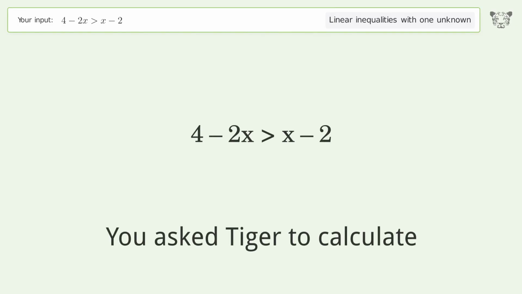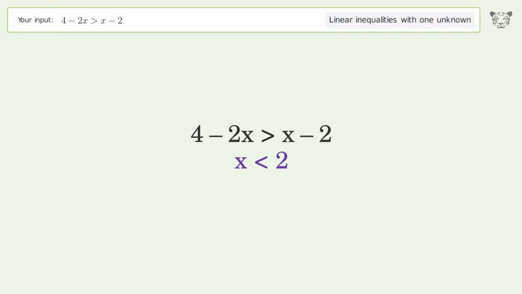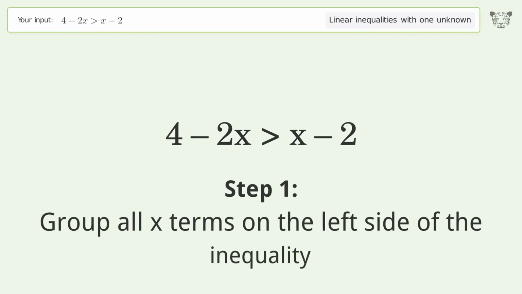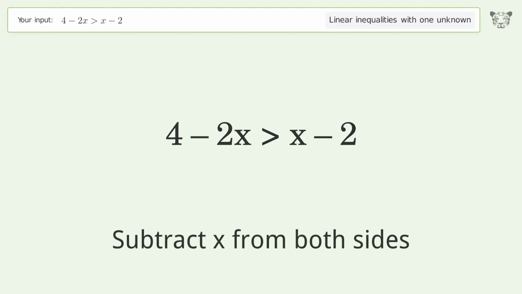You ask Tiger to calculate. This deals with linear inequalities with one unknown. The final result is x smaller than 2. Let's solve it step by step. Group all x terms on the left side of the inequality. Subtract x from both sides.